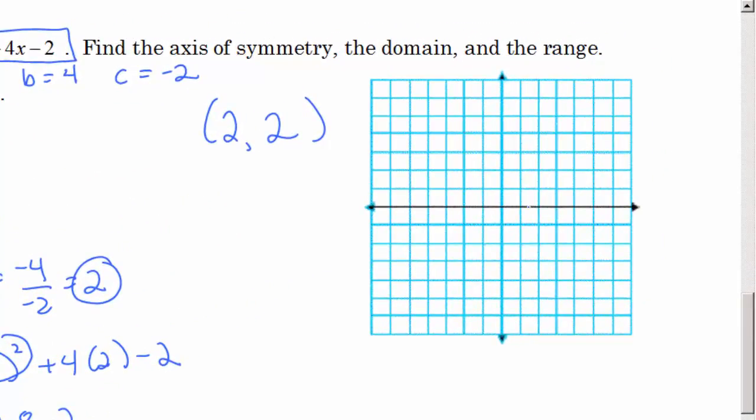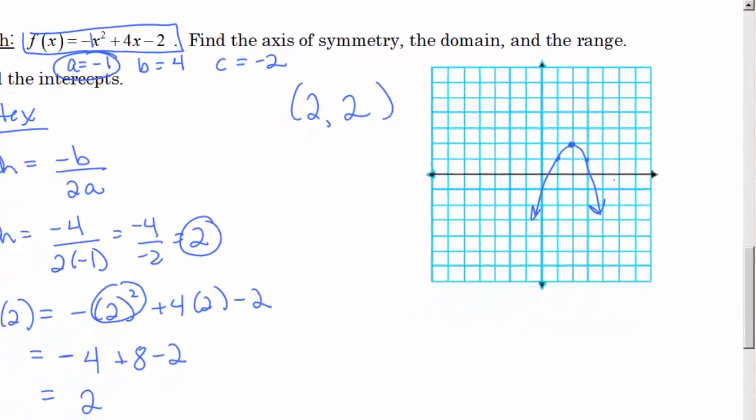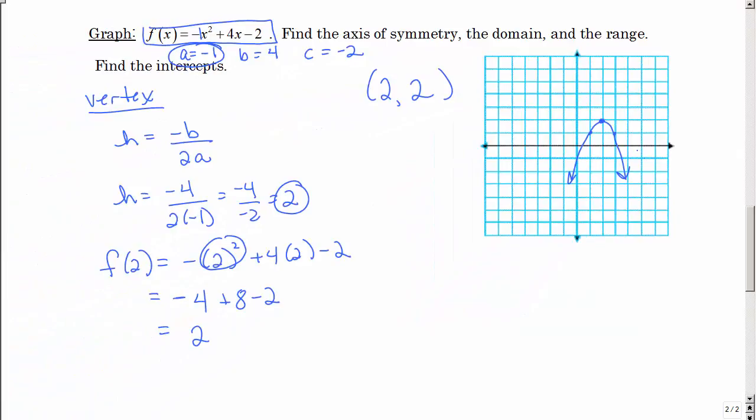So my vertex is at (2, 2). My a value is negative 1. That means it's going to go upside down, and so from our vertex, over 1 and down 1. And once again, from my graph, if it's perfect, I might be able to kind of tell, but not positive.